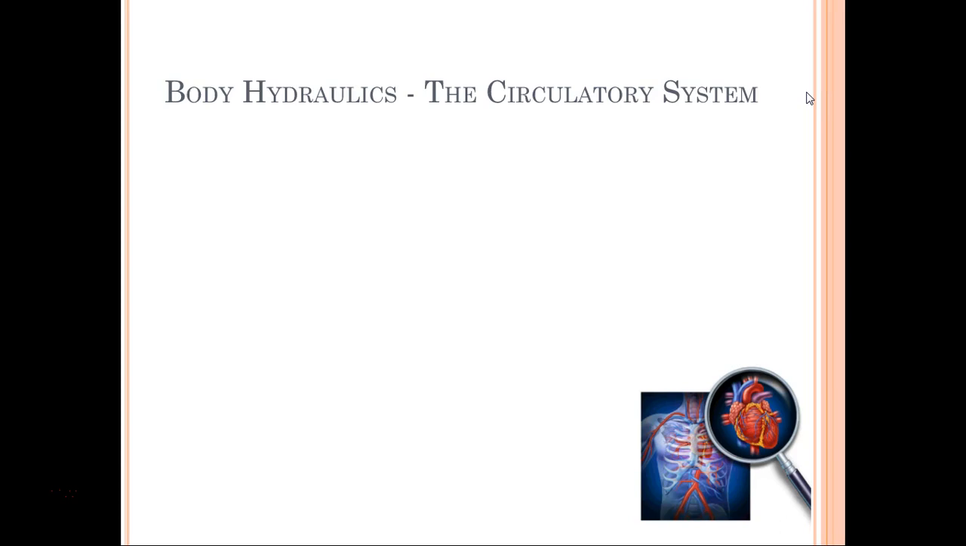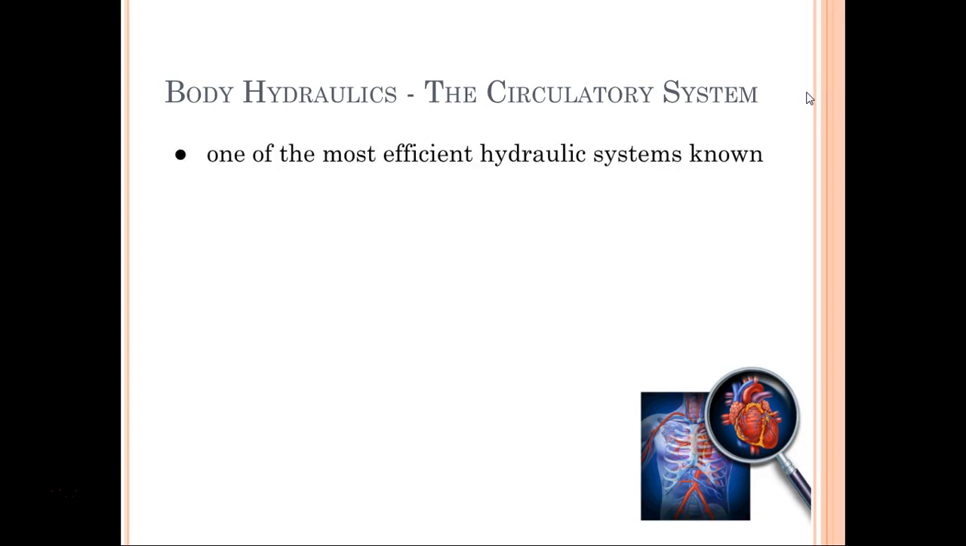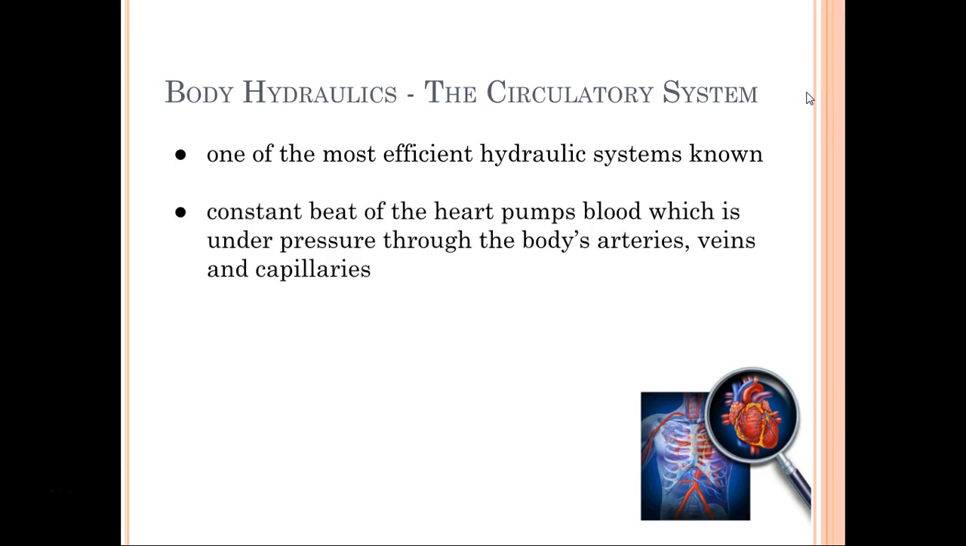We actually have a hydraulic system in our body. So the circulatory system that's pumping blood through our body is really a hydraulic system. We have a series of tubes called blood vessels, and it is one of the most efficient hydraulic systems known. We have the constant beat of the heart, pumping blood, which is under pressure, through the body's arteries, veins, and capillaries. So that's the three different kinds of blood vessels that we have.